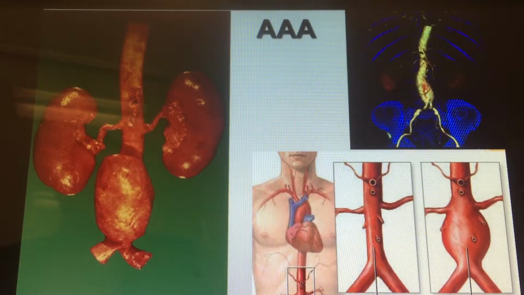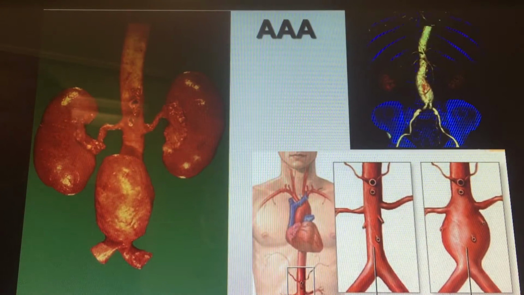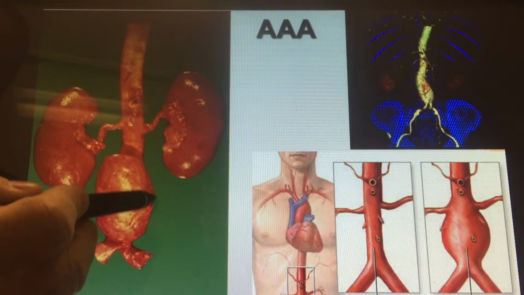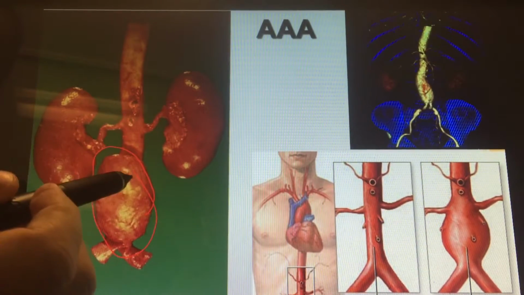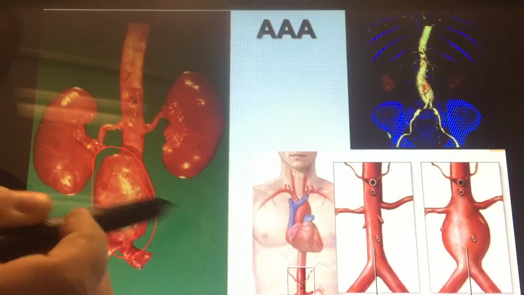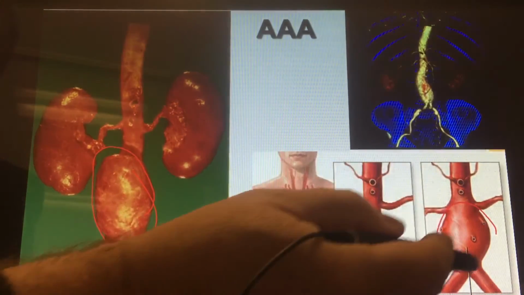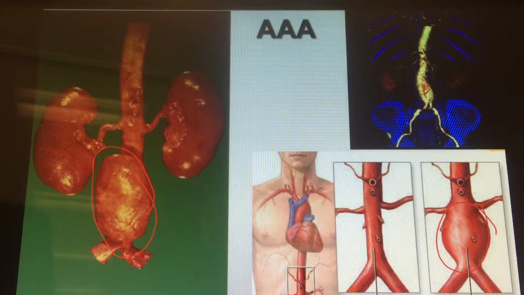AAA, abdominal aortic aneurysm. Okay? See that fusiform circumferential mass right here? That sucker's huge, by the way. It's as big as the kidneys. That's the abdominal aorta. That's still the aorta. That is a huge pipe carrying a ton of blood.